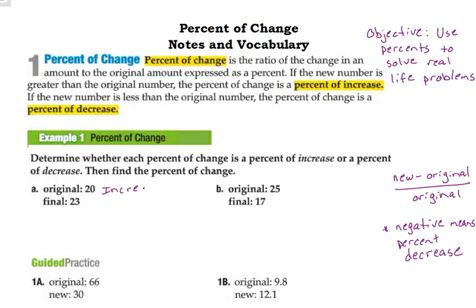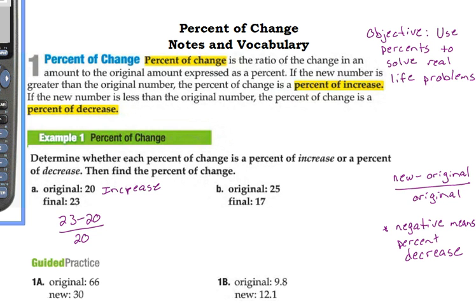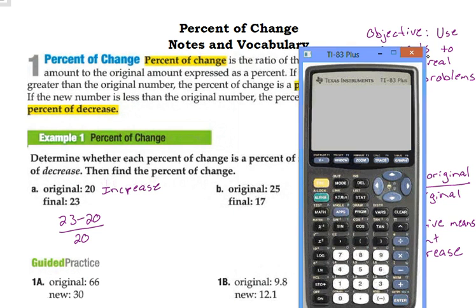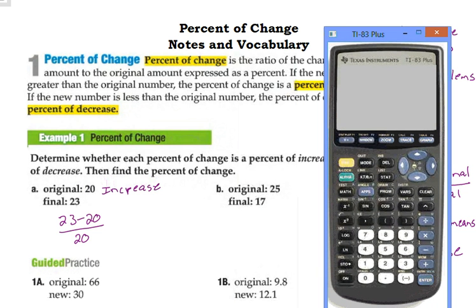Okay, now we're going to plug the numbers into our formula to make sure that our formula says the same thing as that. Okay, so let's go ahead and look at this. New minus original over original. Final is going to be our new number. So plugging it into the formula, we have 23 minus 20 over 20.